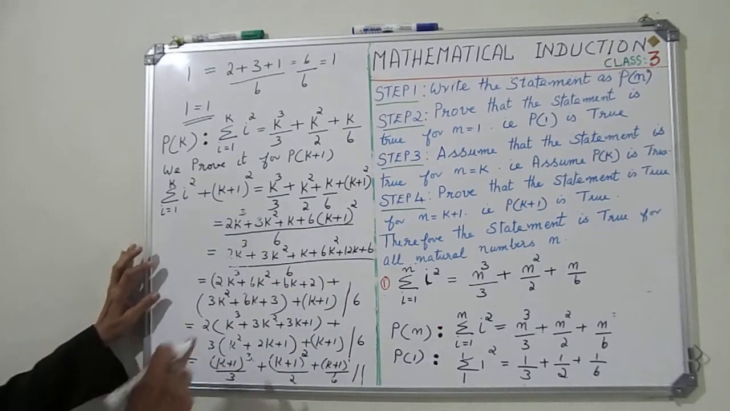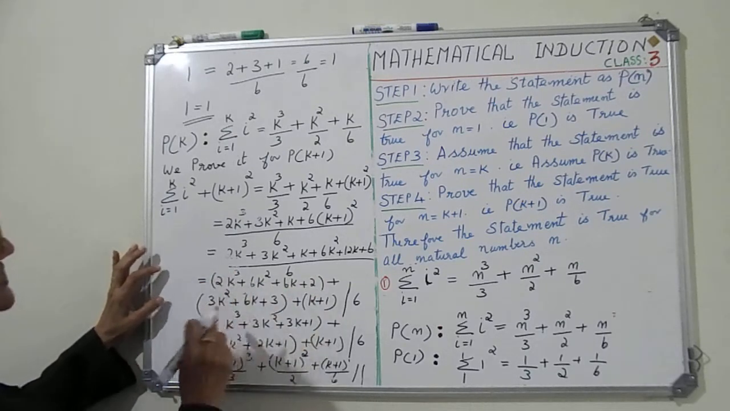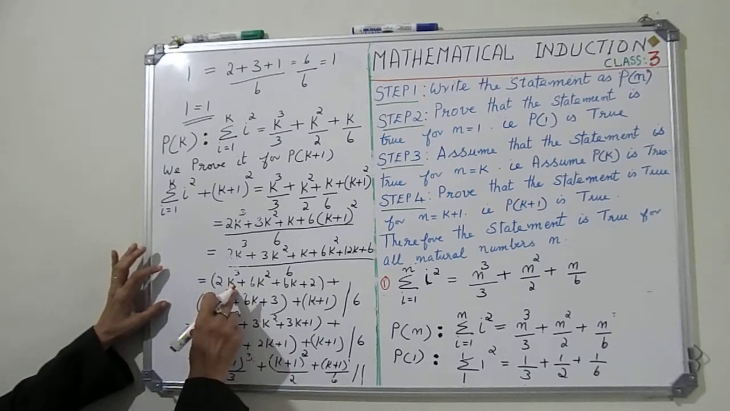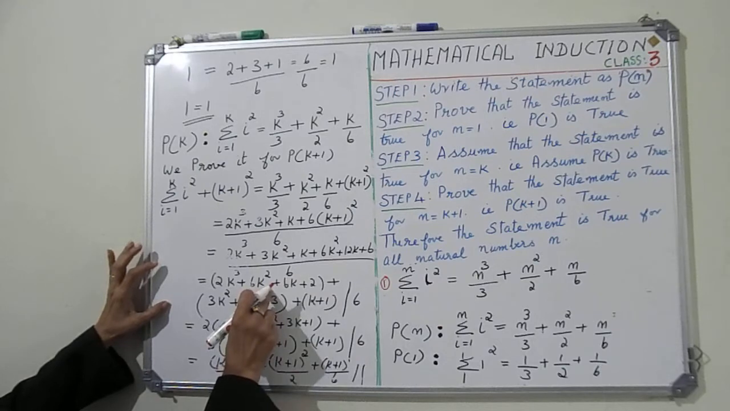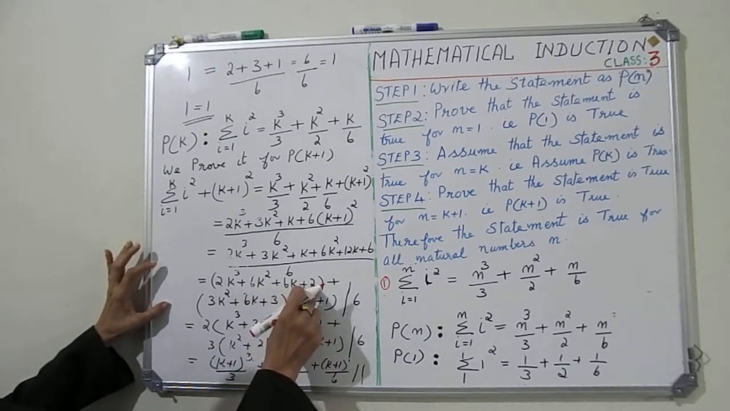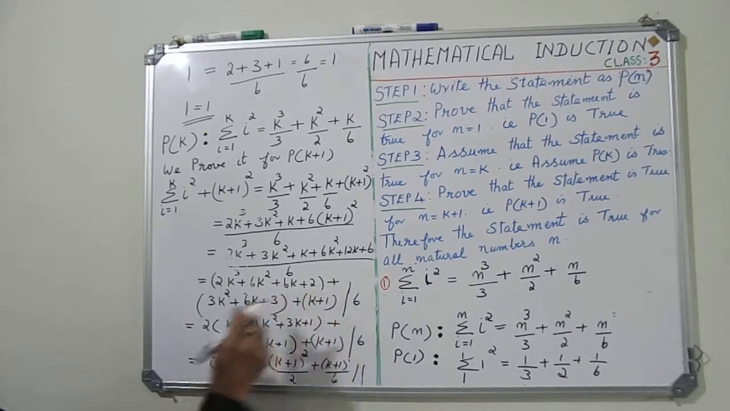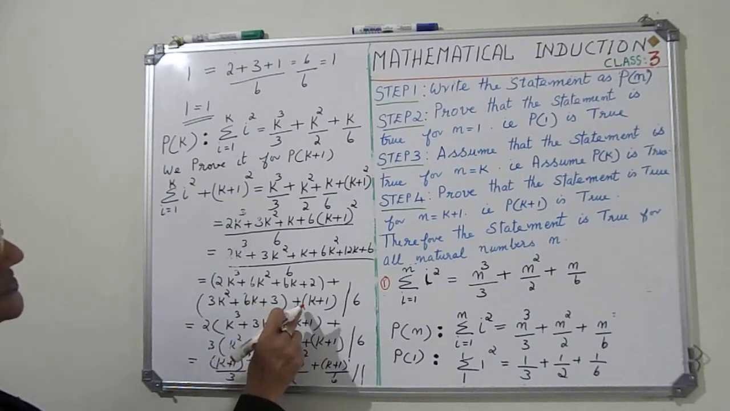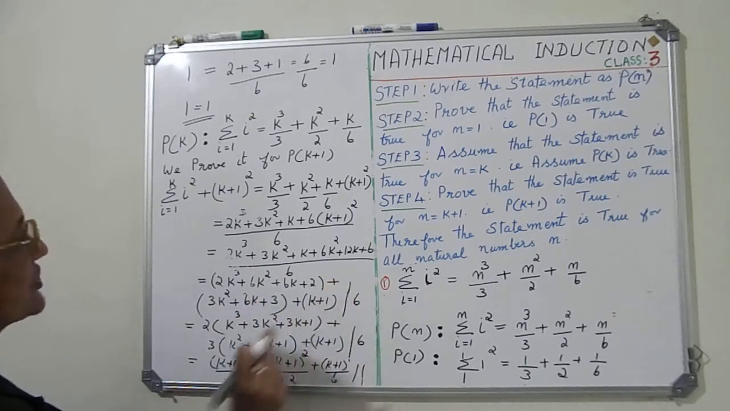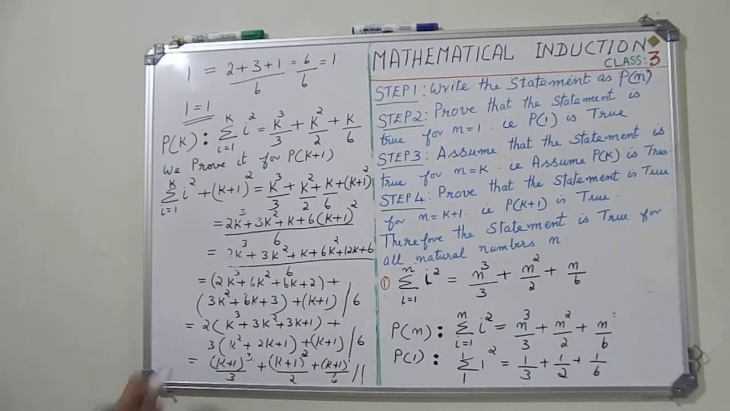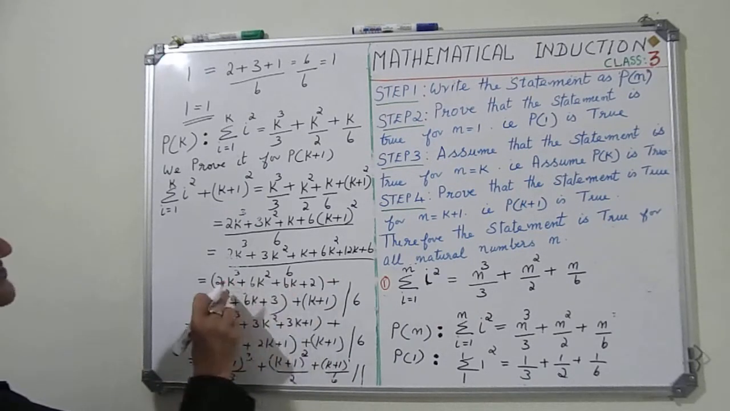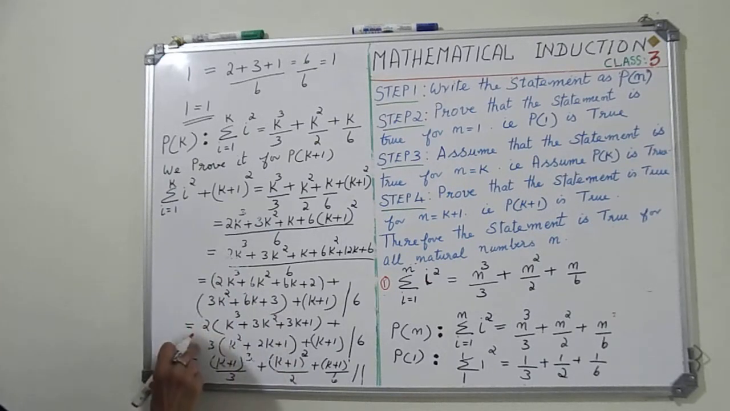Now I rearrange the terms in this way. That is, I am taking 2k cube plus 6k square plus 6k plus 2, plus 3k square plus 6k plus 3, plus k plus 1, upon 6. Okay. Now in this expression, which is the common factor? The common constant is 2. I am taking 2 outside.